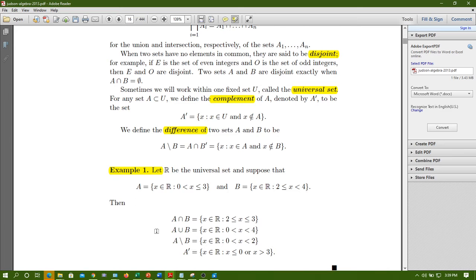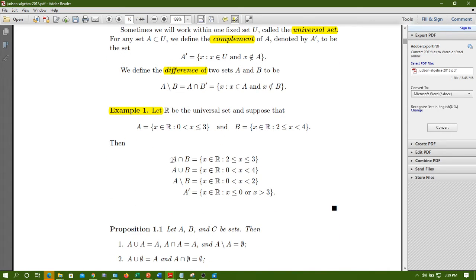Then perform these operations. I would like to remind you that you should be able to read notations like this. Okay? And of course, if you can read and understand how it is written, hopefully you can write sets in this form, set builder form.